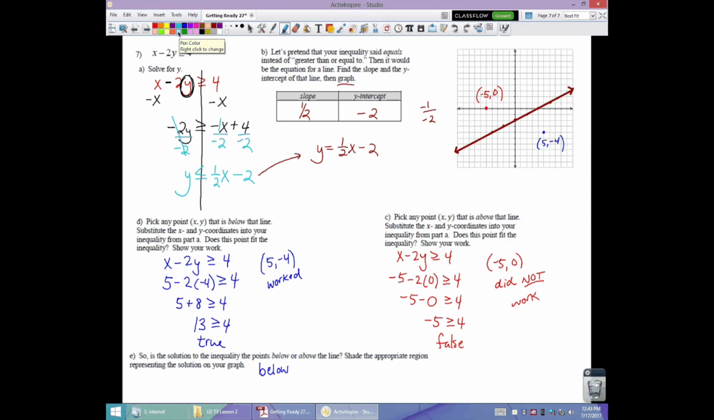So when they say to shade this, what we'll do with graphing inequalities in two variables is you will always shade literally half of the coordinate plane. Either everything above or everything below your line will be part of the solution, or will be the solution set.